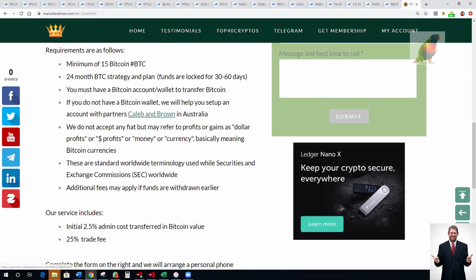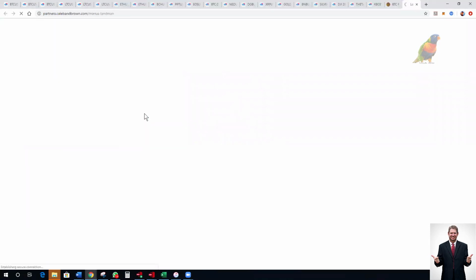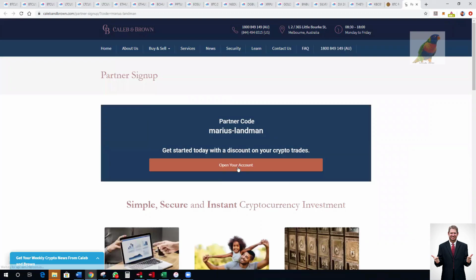Just click on that link and it's going to open you an account. Create an account with Caleb and Brown. I've got people that shift $1 million through Caleb and Brown. You can simply give them the instruction and say, sell my Litecoin and put it in cash. They will put it in cash in an Australian account. So just open your account there. They will actually give you a discount as well, because we're associated with them.